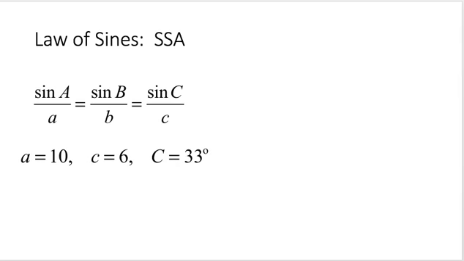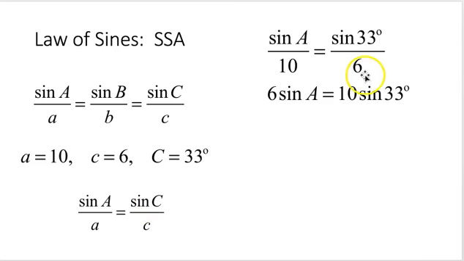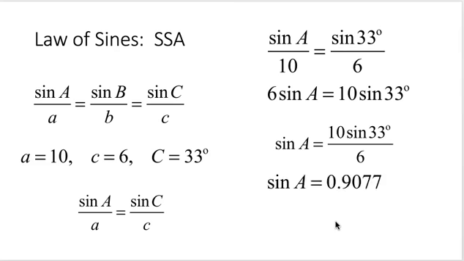So here's another question for us. Again, I'm just going to give you three numbers. Little a is 10, little c is 6, and capital C is 33 degrees. So this time we're going to use sine A over a equals sine C over c. Plugging in those numbers, sine A we don't know, over little a is 10, sine C, sine 33, over little c is 6. And then 6 sine A is 10 sine 33. We've seen that on each problem, so I get sine A is 10 times sine 33 degrees divided by 6. So sine A is about 0.9077.